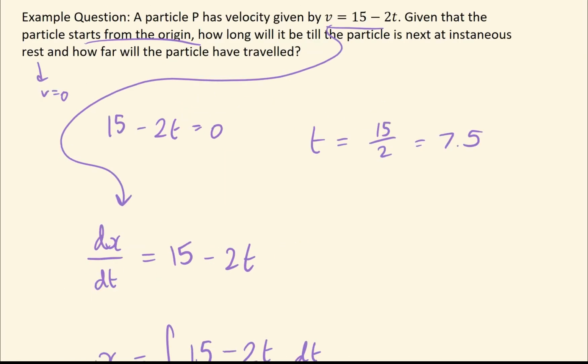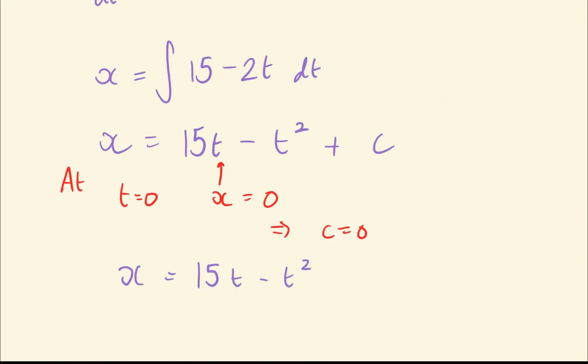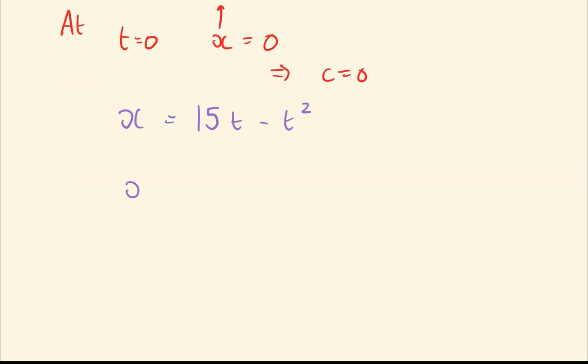I'm now pretty much done. I want to work out how far the particle will have travelled. It's travelled for 7.5 seconds, so I just plug that value of t in here. So 15 times 7.5 minus 7.5 squared. And then you can just get your calculator and work that out, which comes out being 56.25 metres.